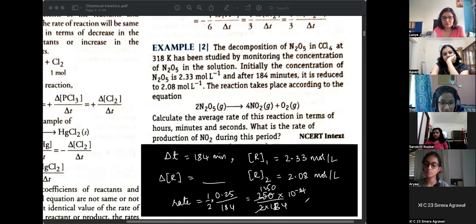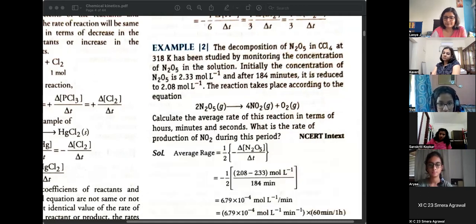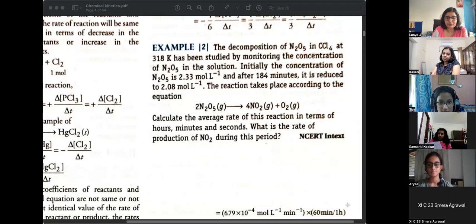So the answer, you should ideally get 6 point something into 10 power minus 4. Arya, you got 6 into 10 power minus 3. So check, somewhere you forgot 2.5, 25 decimals. Check that part. Okay. So first part, you guys got it, not bad. We'll look at the second part.